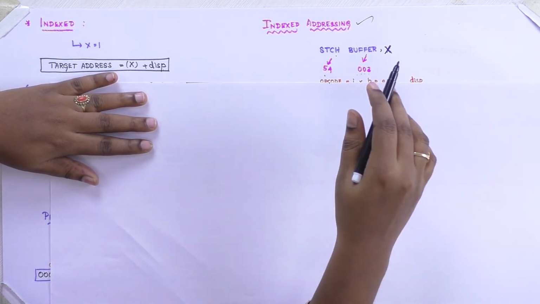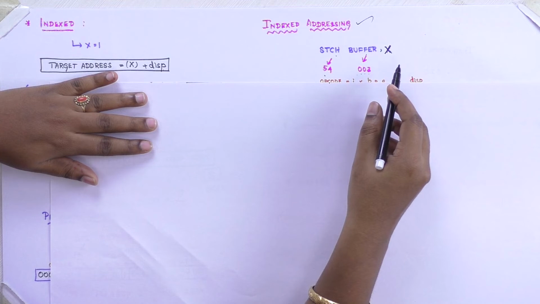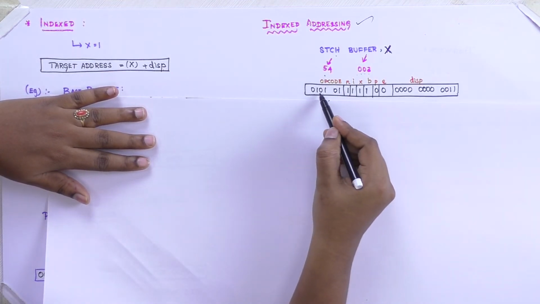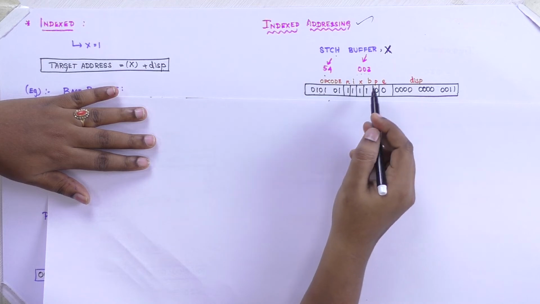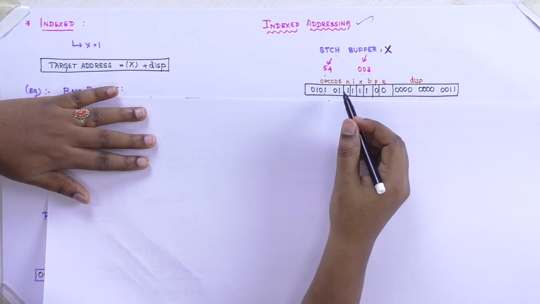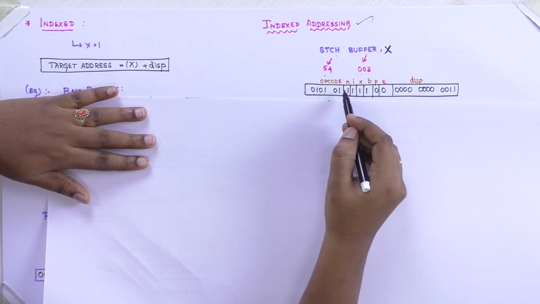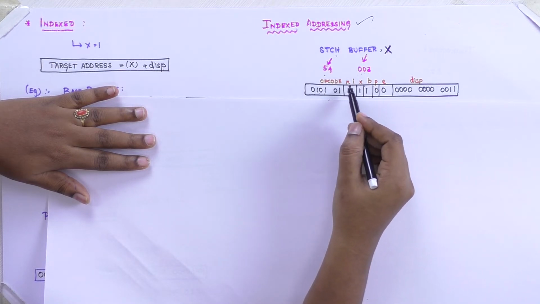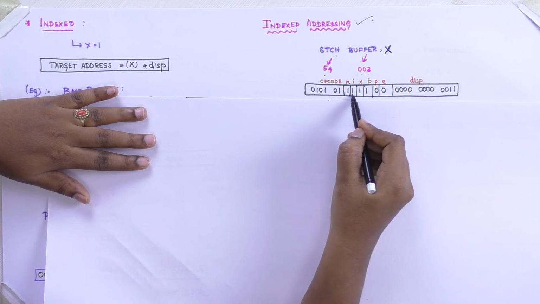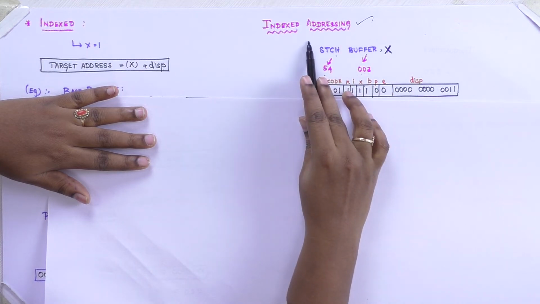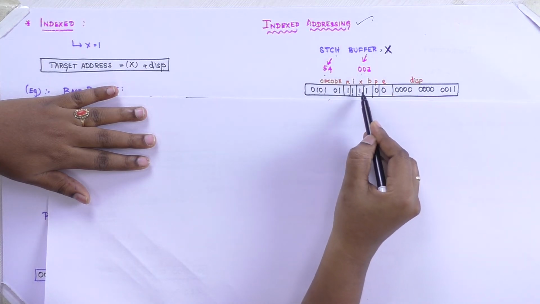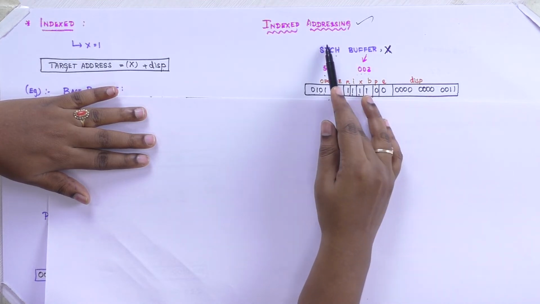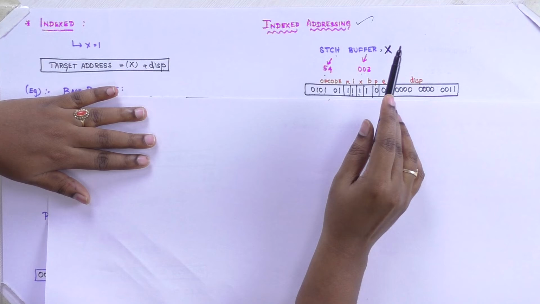So how will we write it? Format 3 instruction layout. 5 is 0101, 4 is 0100. I am leaving the last two bits, 00. Then since it comes under simple addressing, n and i should be 1. It is indexed addressing, so the x value should be 1. I already told that indexed addressing always comes along with base relative and program counter.